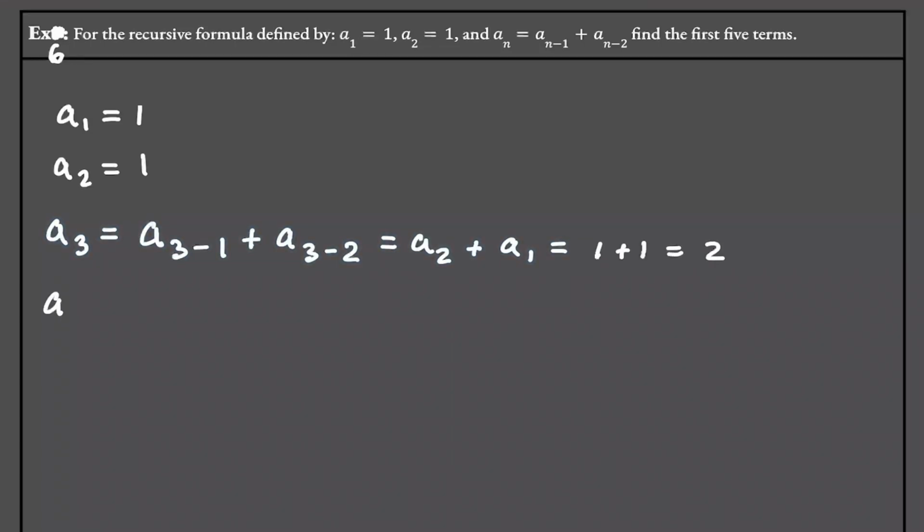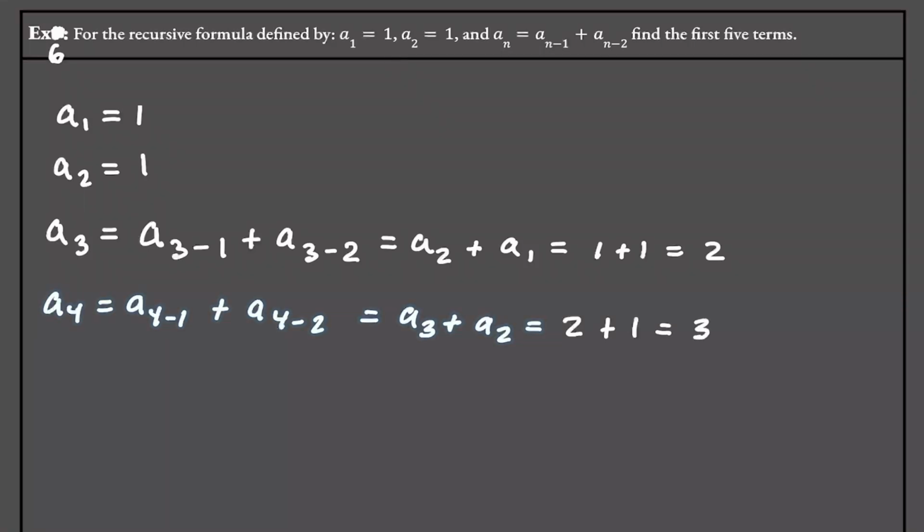Now for a sub 4, we have a sub 4 minus 1 plus a sub 4 minus 2. And so we simplify this a little bit, and we have a sub 3 plus a sub 2. And so a sub 3, we have this value, it's 2. And then a sub 2 is just 1. And so we simplify this, and 2 plus 1 is just 3.